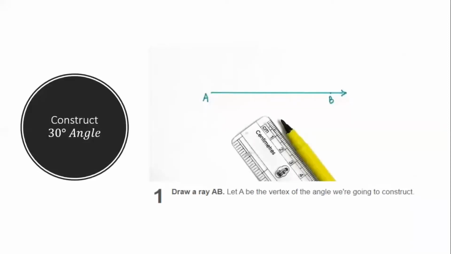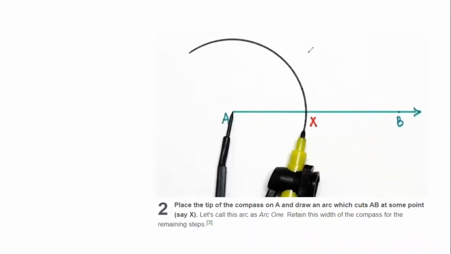So in constructing a 30 degrees angle, first we draw a ray, or a line, and we make 2 points on it, which in this case for the note, we labeled A and B. Part 2, we place the tip of the compass on the point A and draw an arc that cuts the original line drawn in step 1, which is the ray, our line AB.